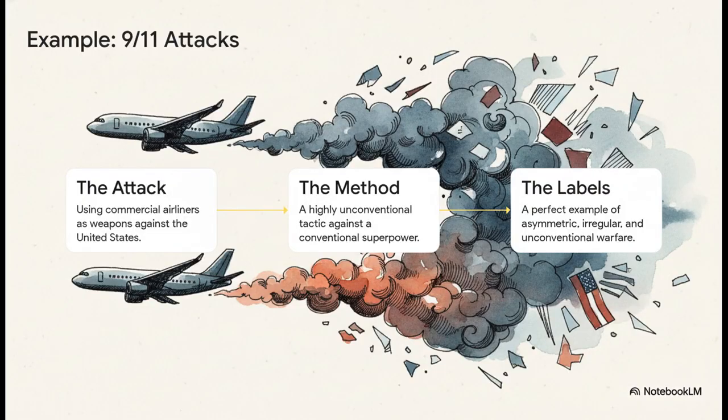Let's make this real with a powerful, real-world example that everyone understands: the 9/11 attacks. You had civilian tools, commercial airliners, used as weapons. This was a profoundly unconventional tactic, used by a tiny, non-state group against a global superpower. And our source points to this as the perfect example that actually fits all the labels. It was asymmetric, it was irregular, and it was unconventional.